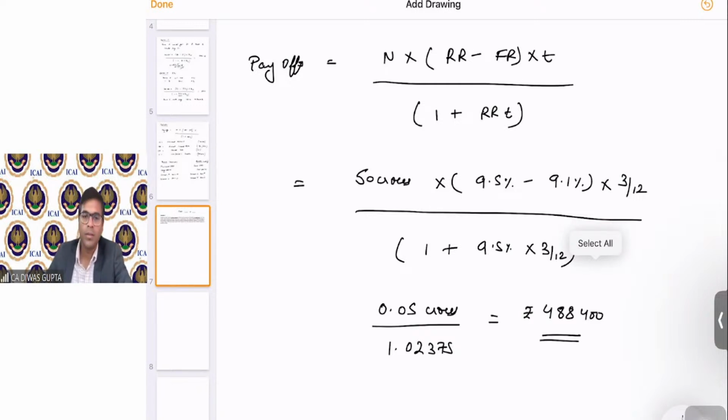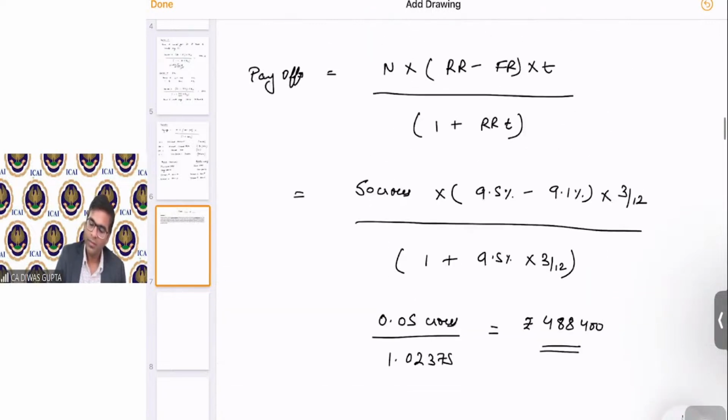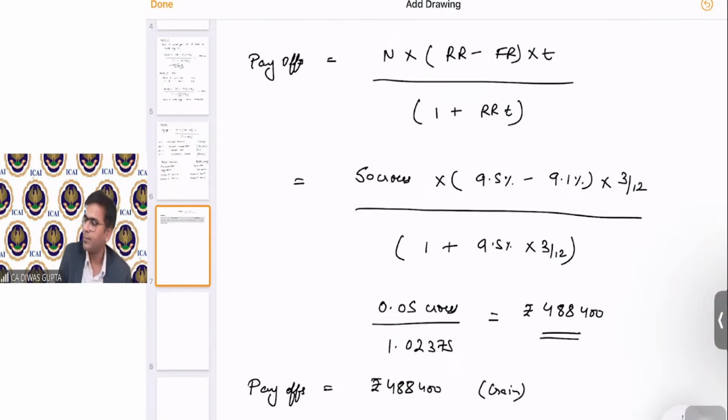Yes, Prashant. So the payoff will result into a gain. In terms of lakhs, it is 4,88,400 as gain. Correct?